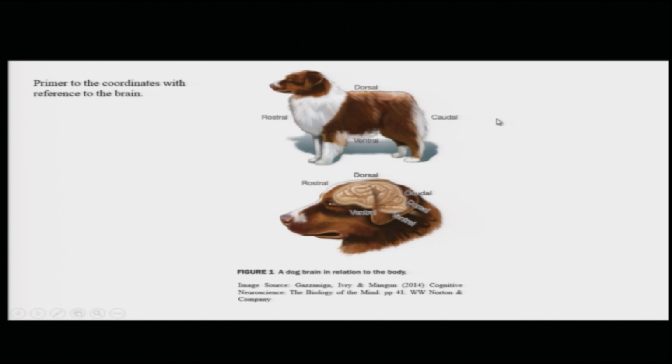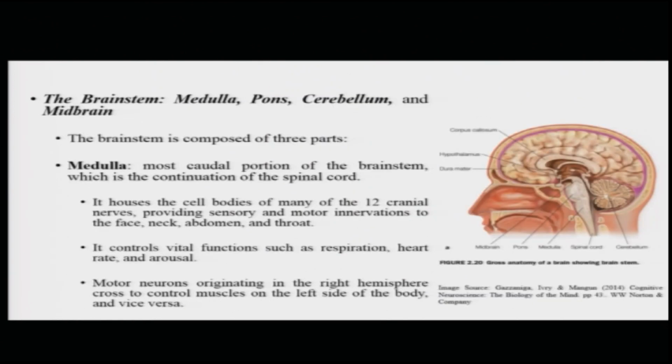So, dorsal, ventral, rostral and caudal. This is something that will basically help you to locate specific areas of the brain when I mention terms like dorsal prefrontal cortex or ventral prefrontal cortex and so on. So, just remember this, you can come back to this slide again and again whenever there is confusion in terms of which locations I have been talking about. Now, let us move further.